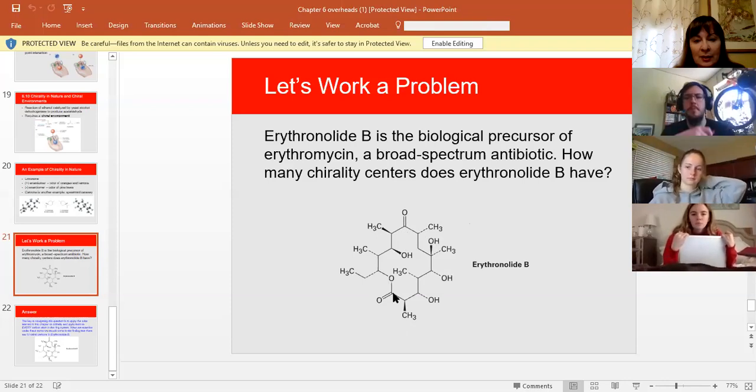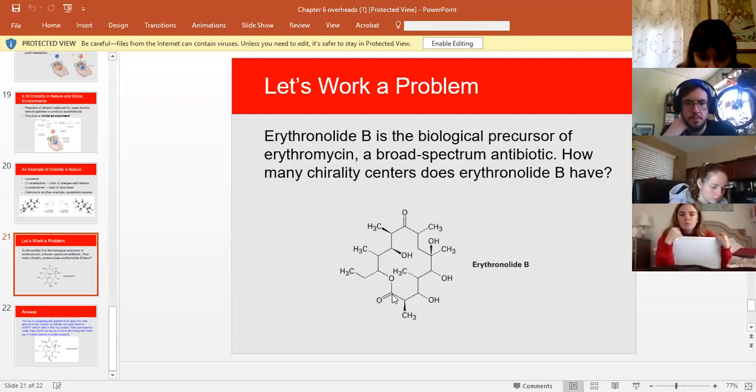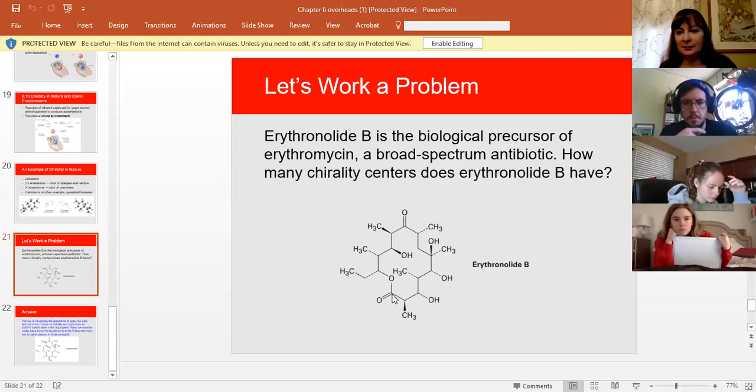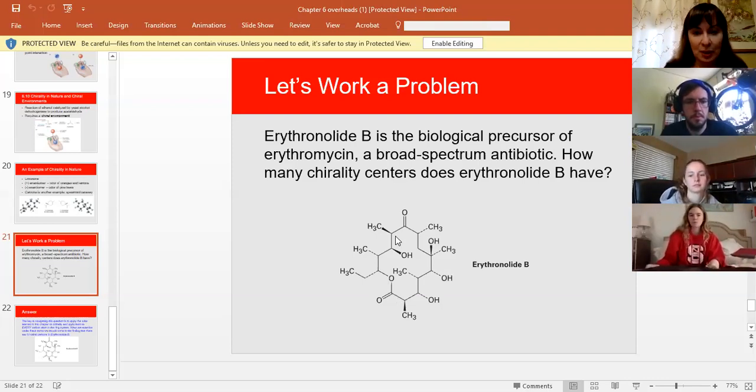There's another one down here, another carbon that is double bonded to oxygen. That cannot be a chiral carbon as well. I'm pointing to this carbon right here. Y'all can see my cursor, right? Okay, yeah, so that carbon cannot be a chiral center. There's still plenty of candidates left. So I don't know where you guys would like to start.